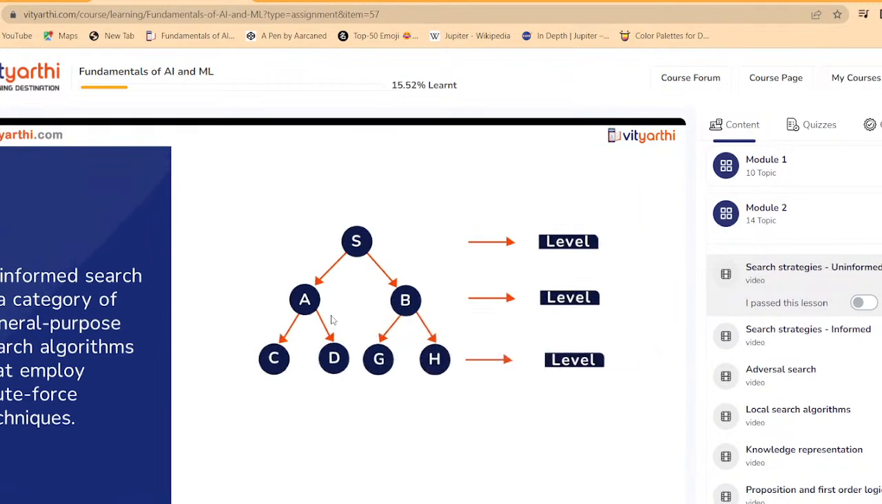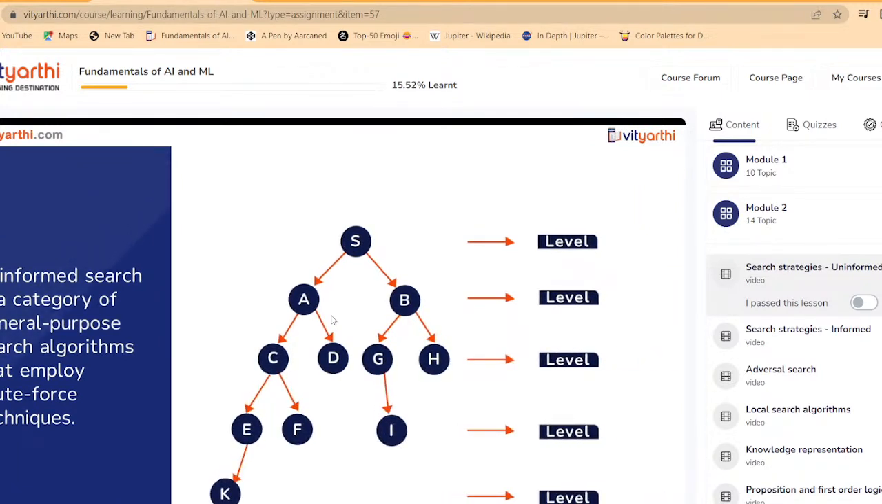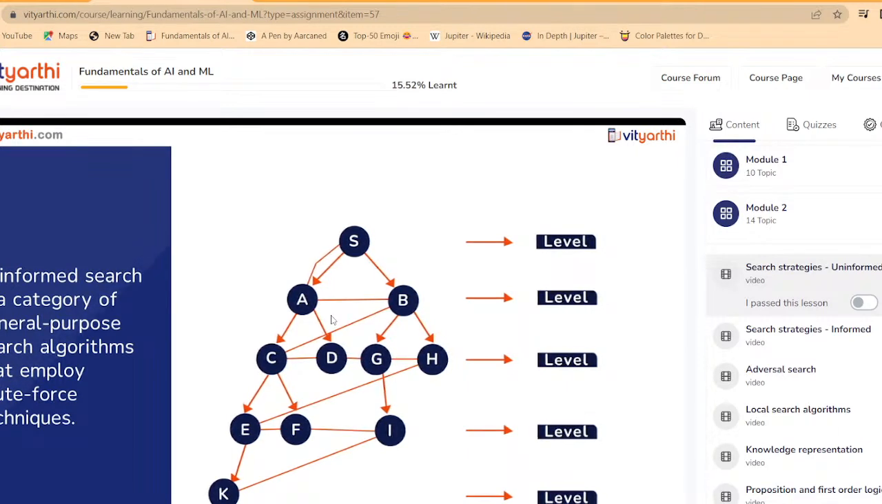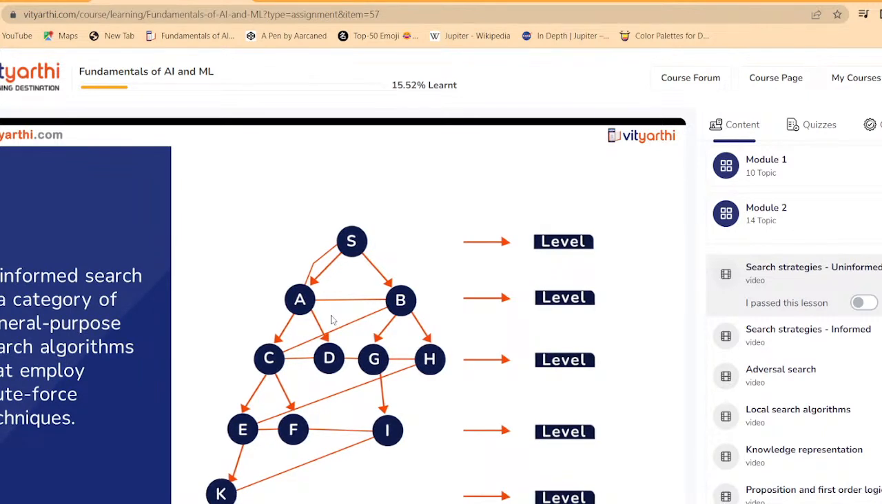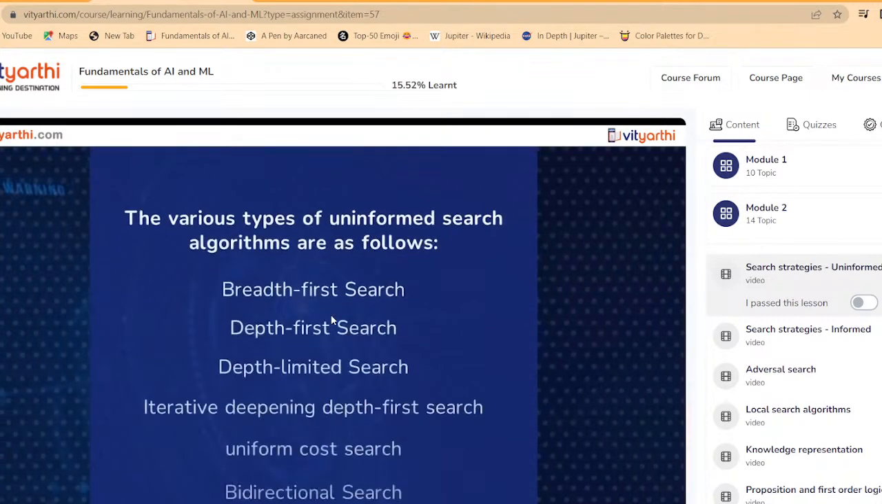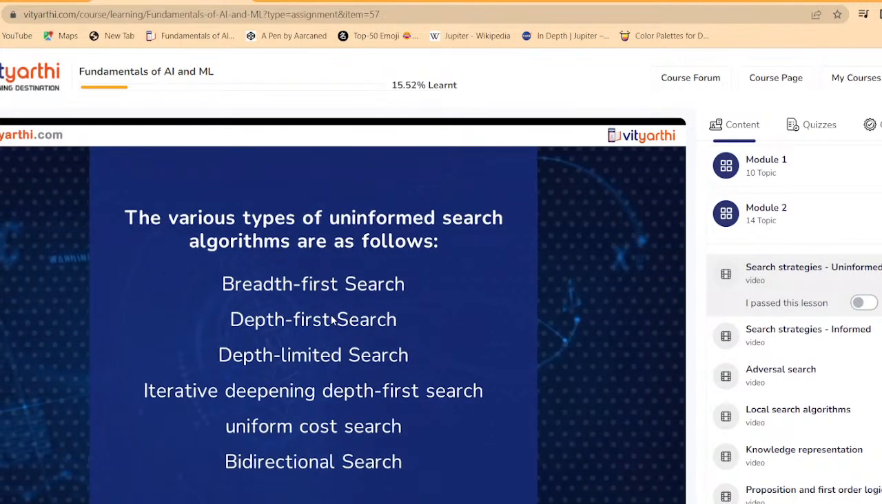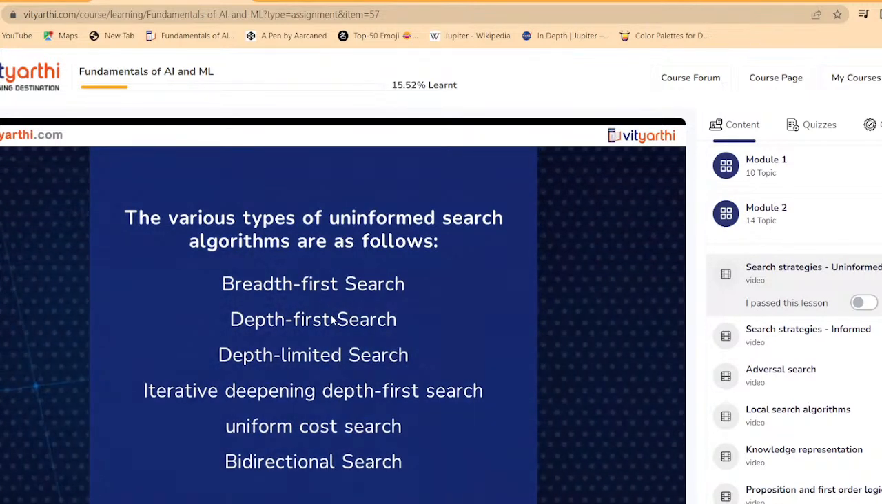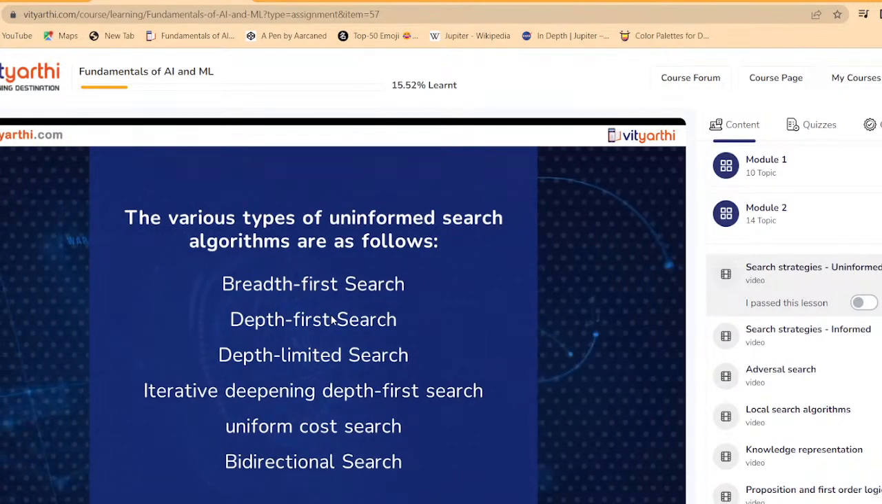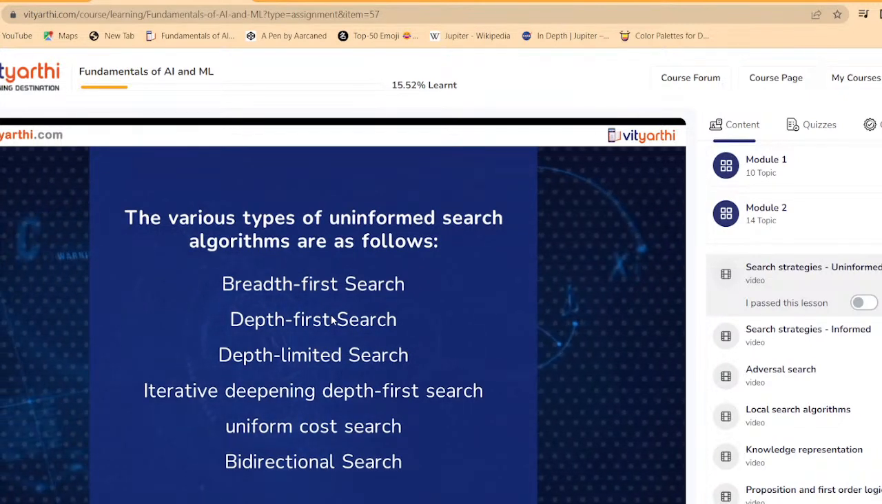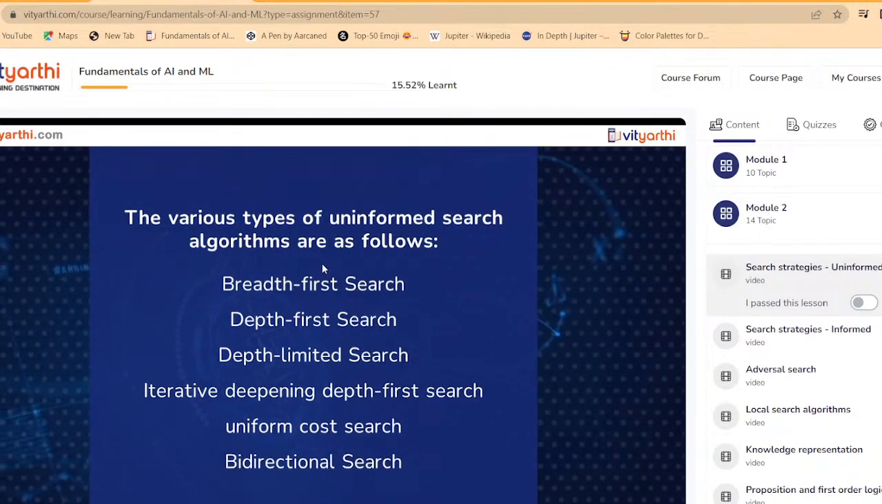Uninformed search is a category of general purpose search algorithms that employ brute force techniques. Uninformed search algorithms have no additional information about the state or search space other than how to traverse the tree, hence the term blind search. There are various types of uninformed search algorithms. They are breadth first search, depth first search, depth limited search, iterative deepening depth first search, uniform cost search, bidirectional search.